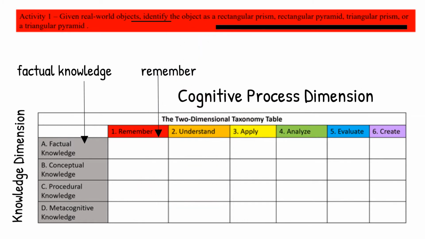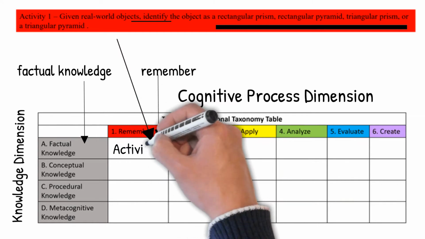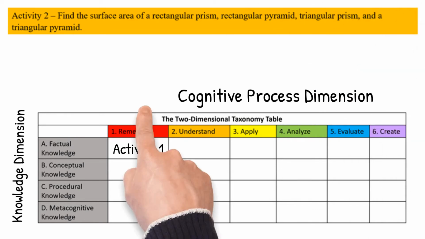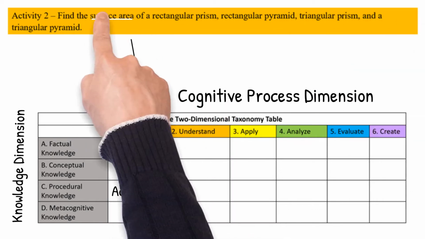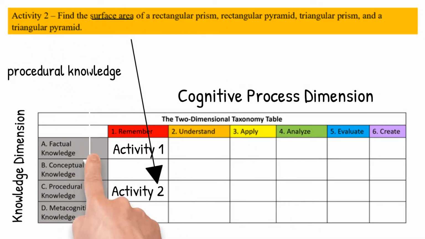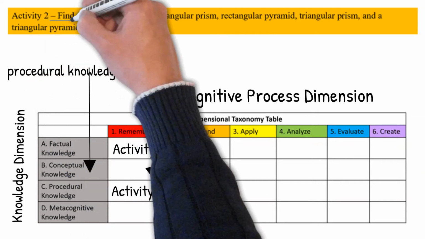Based on these criteria, activity 1 would go in cell A1. In activity 2, where students were finding surface area, this activity would go in cell C1 because the noun is surface area, which is the skill or algorithm, so that would be in procedural knowledge. Find is the verb, therefore it would go in the remember cognitive process.